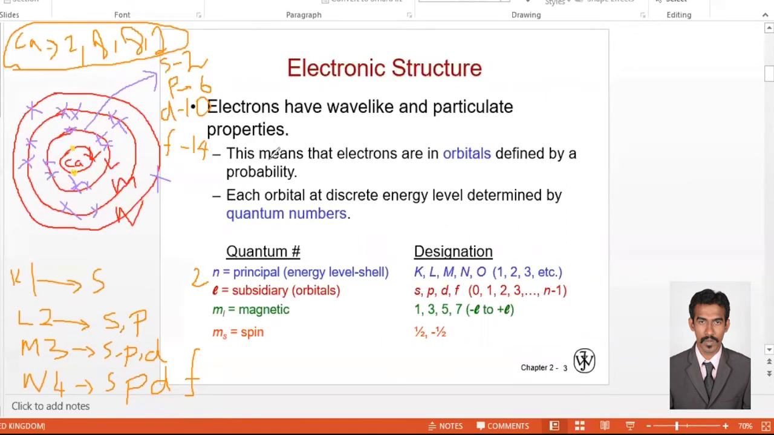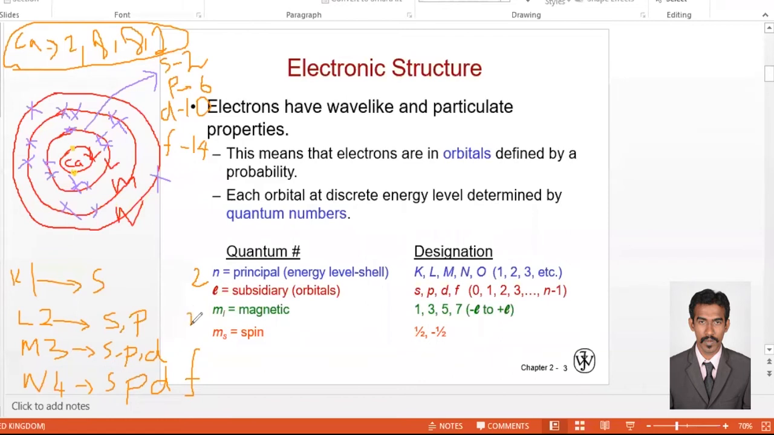Why are we writing it that way? Since the first orbit can have a maximum of 2, our calcium we write first as 2. Now we go to the next orbit, the second orbit. In this second orbit, I told you S and P can be there. So S means 2, and P means 6.